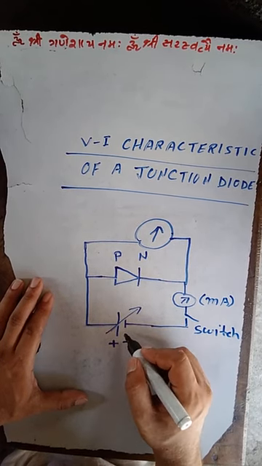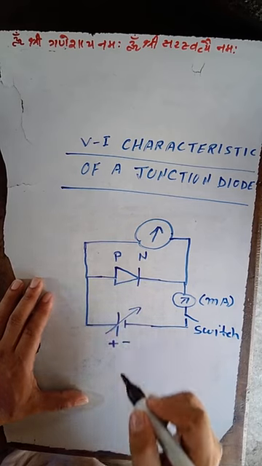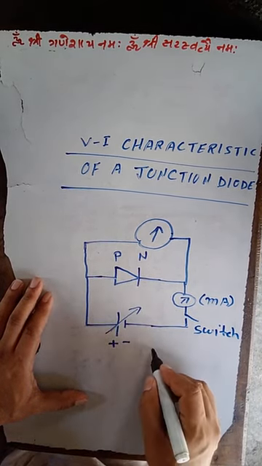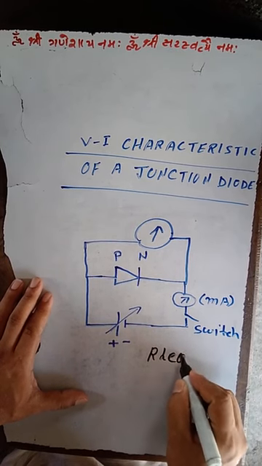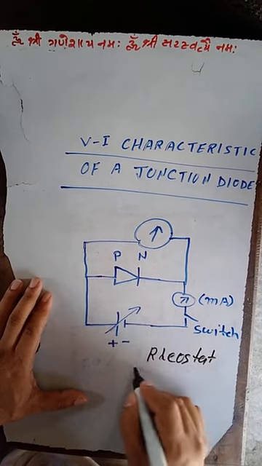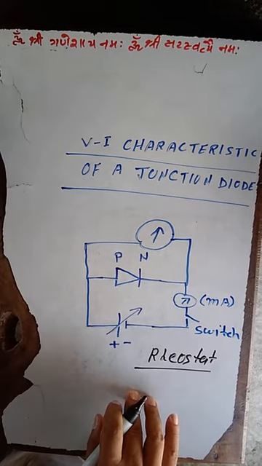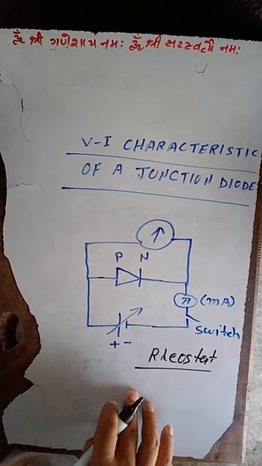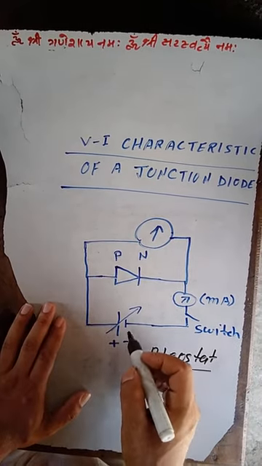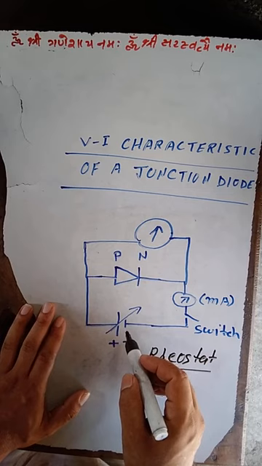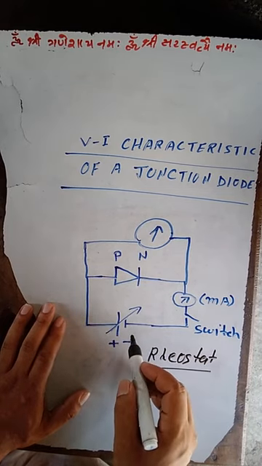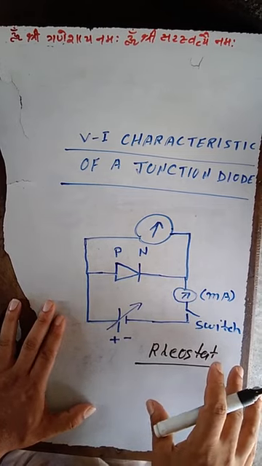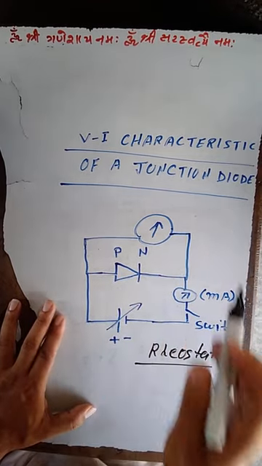Here, with the help of a variable resistor, that is your rheostat, we can vary the voltage or potential drop across this battery. This is the circuit arrangement of forward bias to study the VI characteristic.